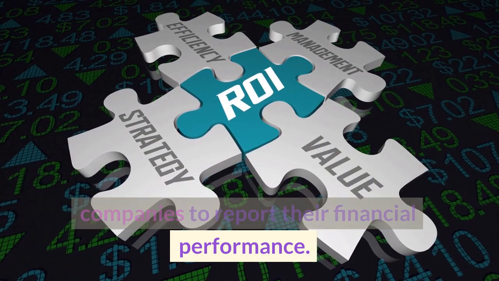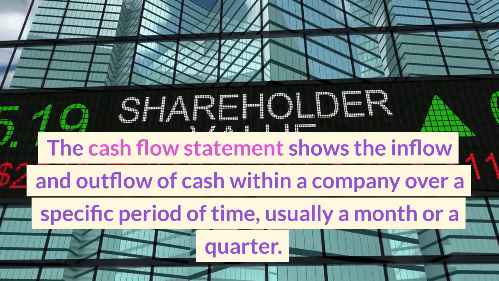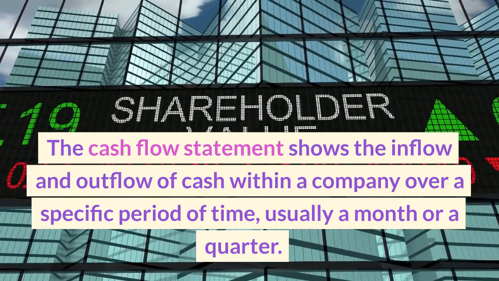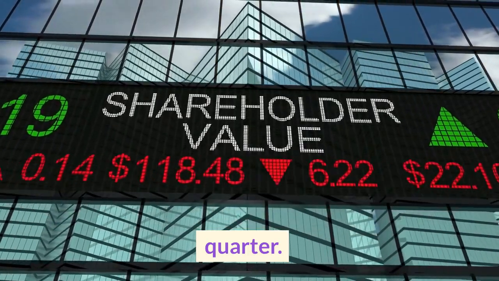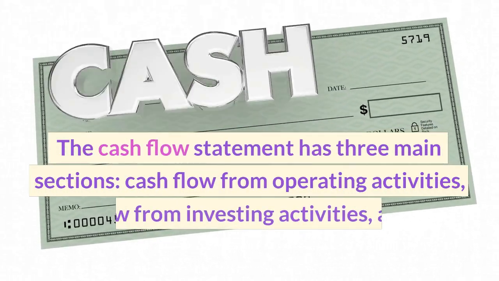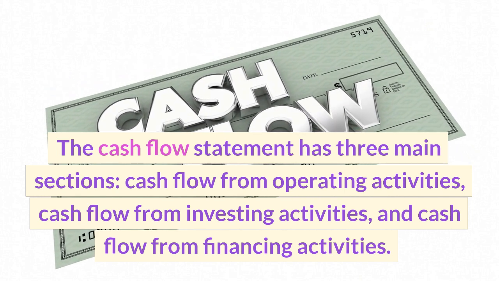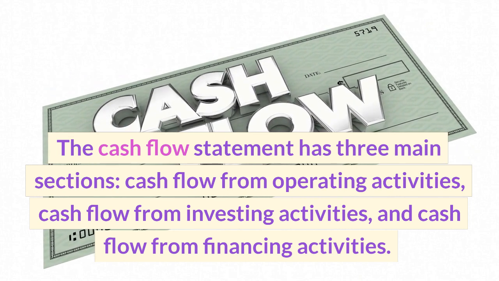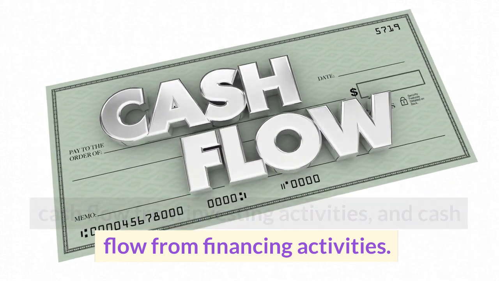their financial performance. The cash flow statement shows the inflow and outflow of cash within a company over a specific period of time, usually a month or a quarter. The cash flow statement has three main sections: cash flow from operating activities, cash flow from investing activities, and cash flow from financing activities.